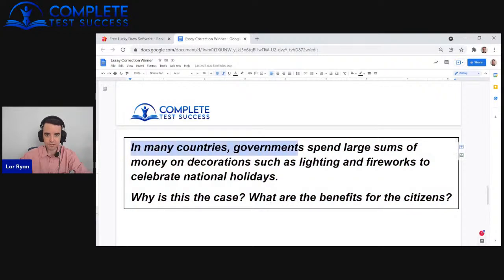In many countries, governments spend large sums of money on decorations such as lighting and fireworks to celebrate national holidays. Why is this the case? What are the benefits for the citizens? So that is the question for next week's competition. And I believe that's everything that I needed to communicate with you all.